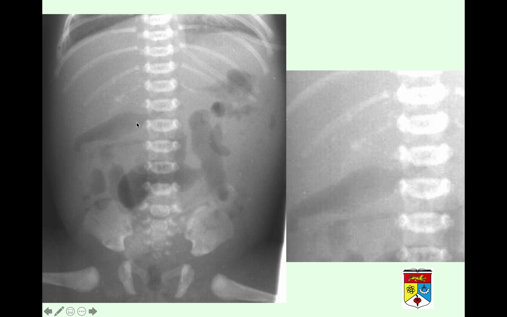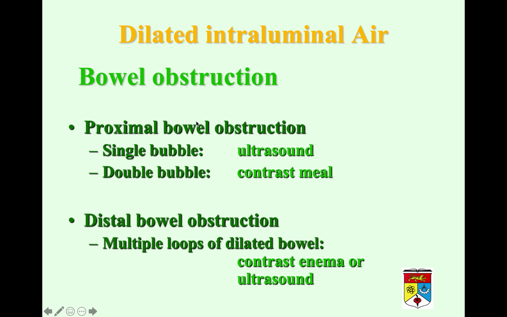So always identify and outline this air, whether it is normal air in the large bowel, in the bowel, or an extraluminal air. You have to understand the normal anatomy and distribution of the bowel before you can reach the conclusion that it is abnormal. Like in this case, it looks like it's projected outside because it does not conform to the shape of the bowel.